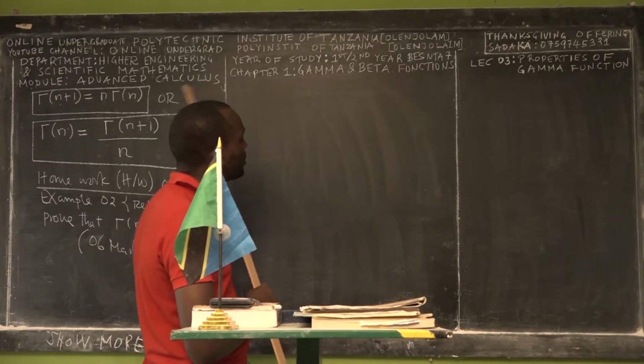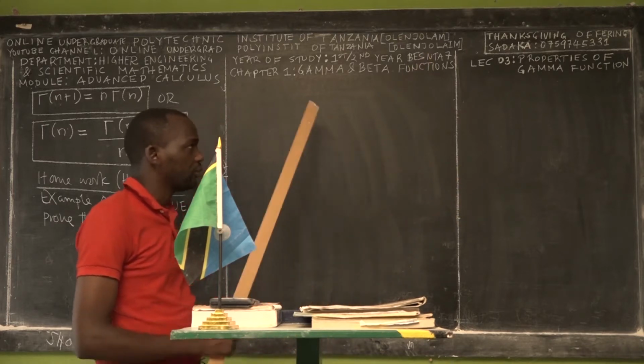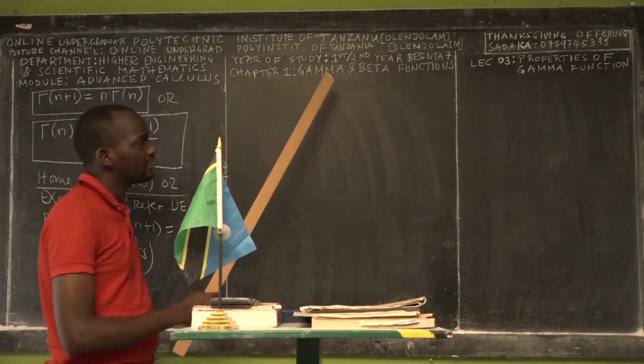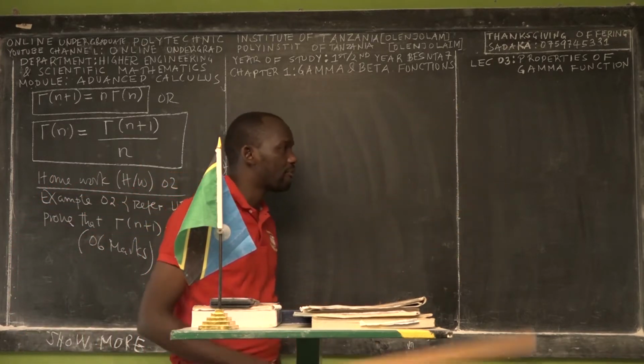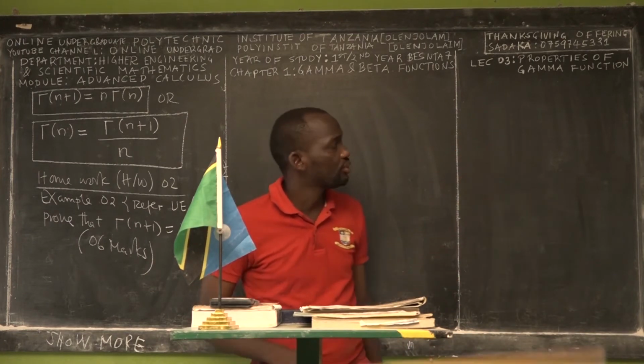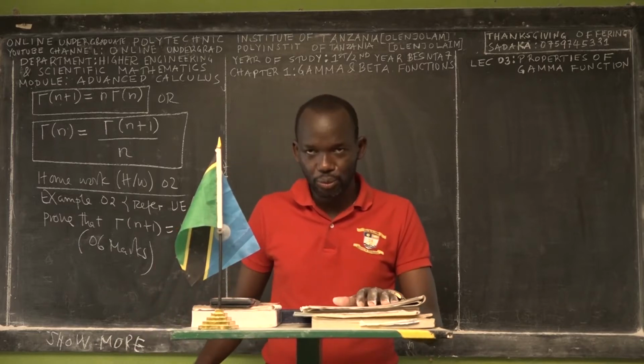This course, or module, is being taught to first or second year undergraduate students, what we call NTA level 7. We are in chapter 1, which is called the gamma and beta function. Today we are going to focus on lecture 3, which is properties of gamma functions. So you have to stay focused in this program.